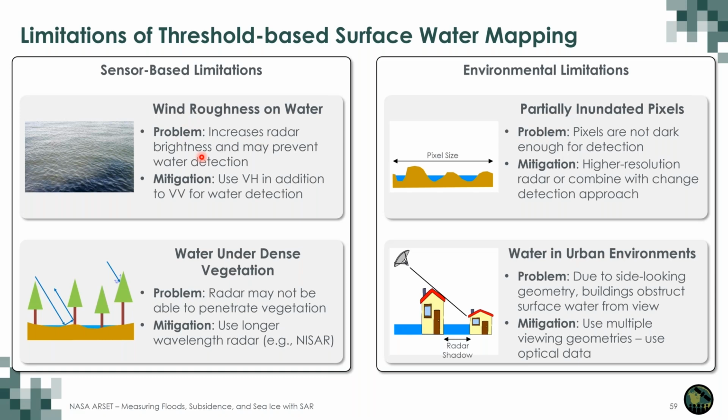In the notebook, the exercise that you'll be running will actually use both polarizations of Sentinel-1 to be more robust to wind impacts. Another main limitation is water under vegetation. Only certain radars will allow you to see water under vegetation. This is particularly true for the longer wavelengths such as NISAR, and much less true for the shorter wavelengths such as those provided by Sentinel-1.